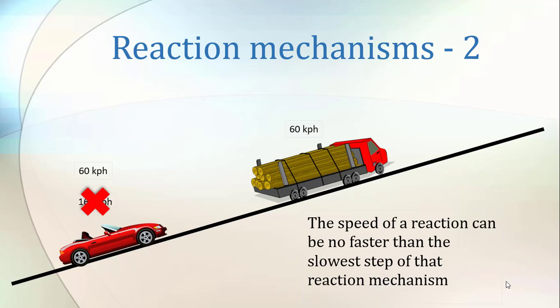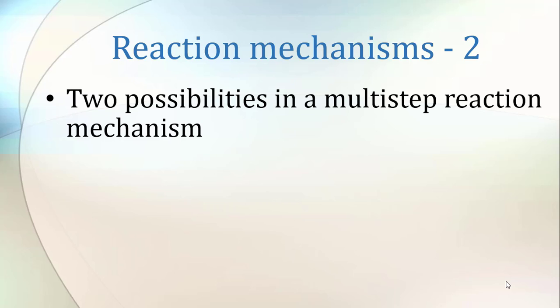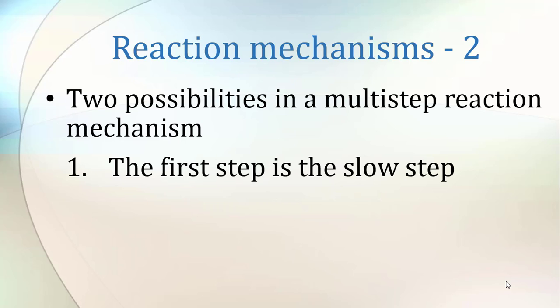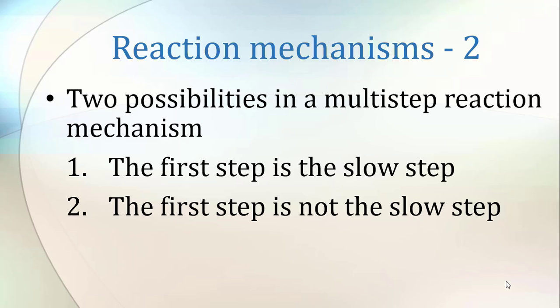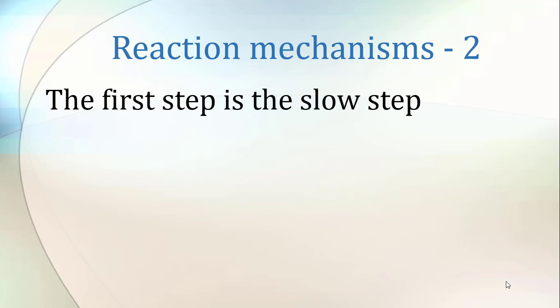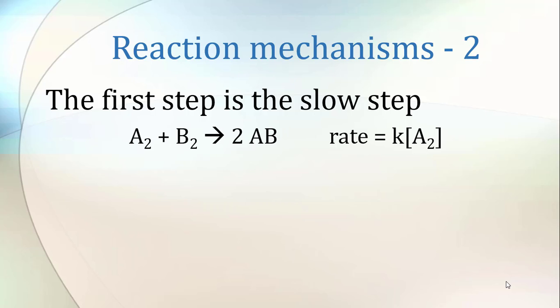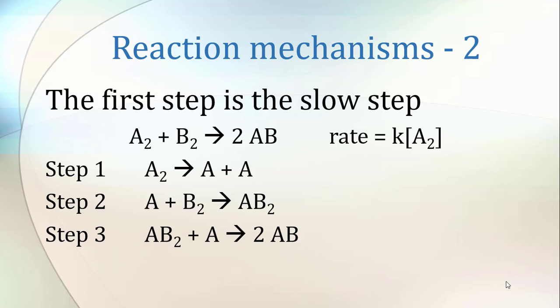overall rate law. Now, in a multi-step reaction mechanism, there are two possibilities. The first step is the slow step, or the first step is not the slow step. Let's go with the first step is the slow step. We use this generic reaction, and then experimentally we determine that the rate law is rate equals K times the concentration of A sub 2. This is the proposed mechanism. The first step is the slow step, the other two are fast.